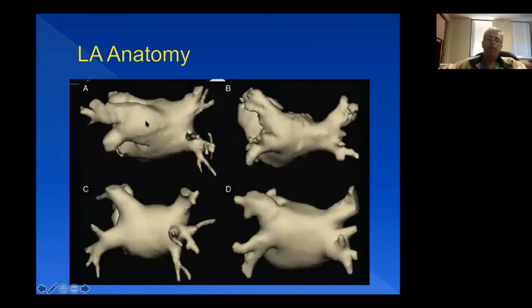In this case, you can see the left superior and left inferior joining in a common left pulmonary vein. Here they are separate and you have a middle right pulmonary vein, and sometimes you can have a branch pointing posteriorly here. So the anatomy could be very variable. That's why it's very important to create the 3D geometry and reconstruct that chamber and its veins and appendage for every patient.